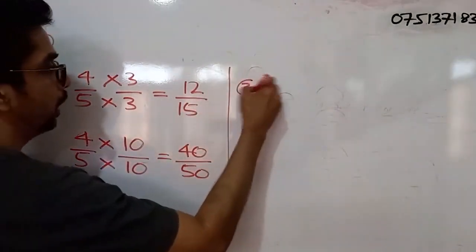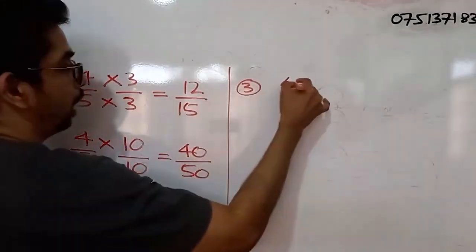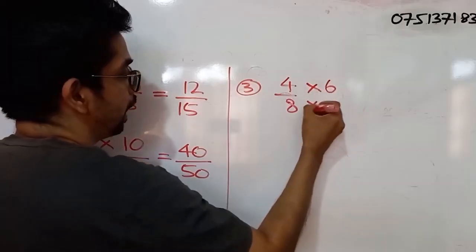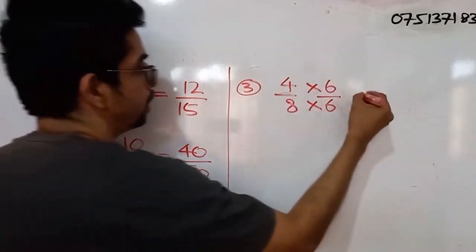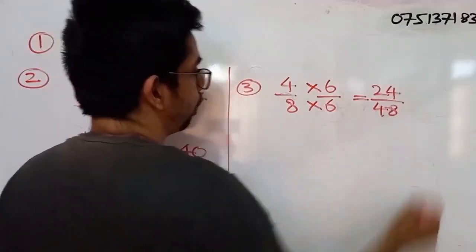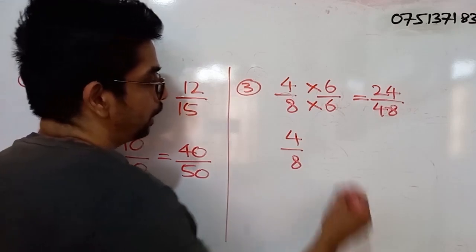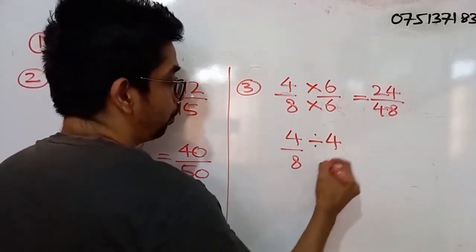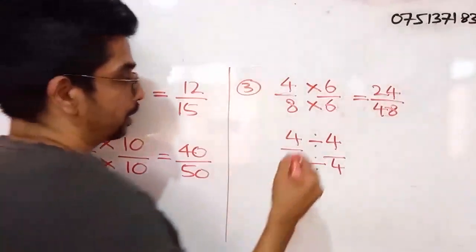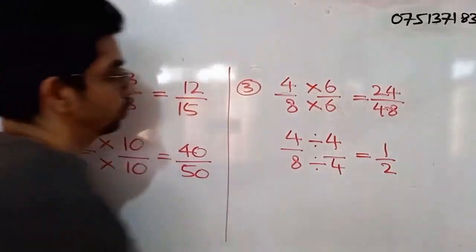Third part. I have been given 4 by 8. Now I'm going to multiply the numerator by 6 and the denominator by 6. 4 times 6 is 24. 8 times 6 is 48. 4 by 8, now I'm going to divide the numerator by 4 and the denominator by 4. So here I use the division method. 4 divided by 4 is 1. 8 divided by 4 is 2.